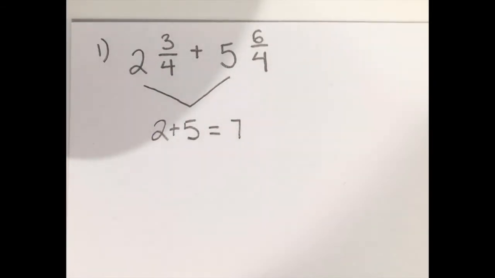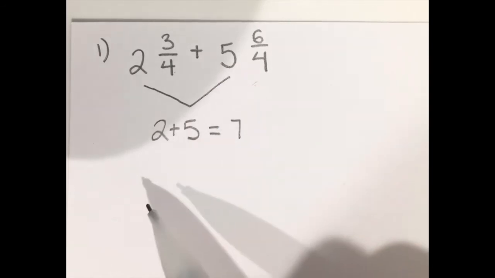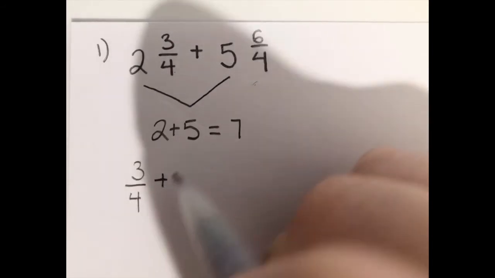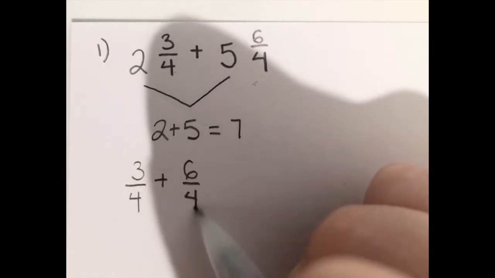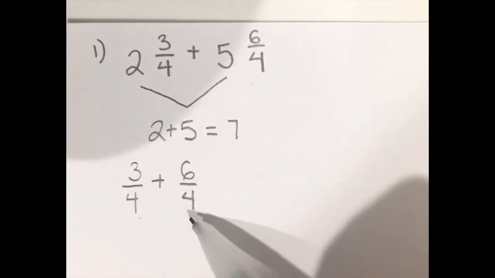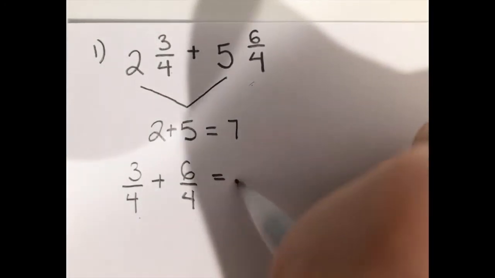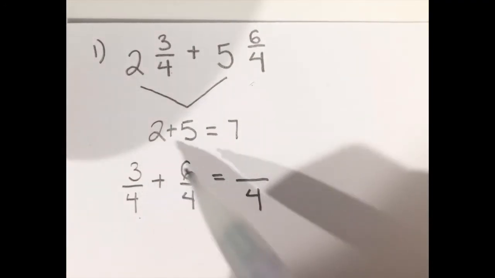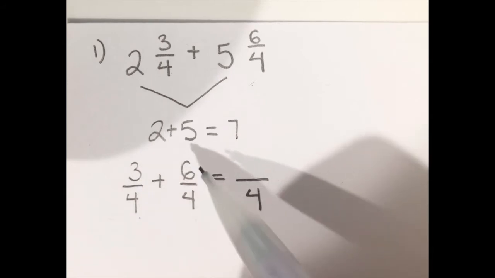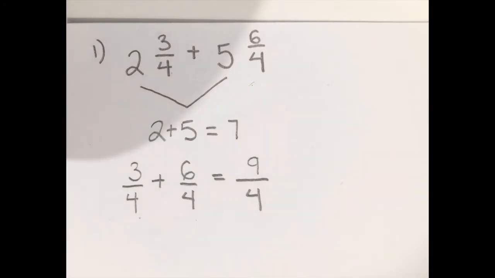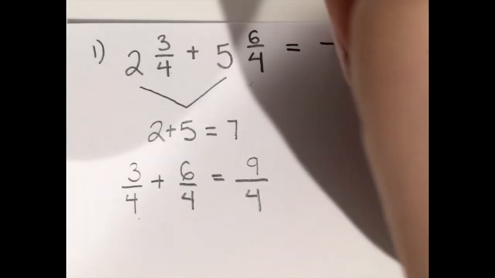Then we're going to bring the fractions down. So in this case, we're going to bring 3/4 down first, and then we're going to bring the plus sign, and then 6/4. Now the denominator is the same, therefore we can keep it like that and just add the numerators together. So we're going to bring the 4 down and do 3 plus 6. So when you do 3 plus 6, you get 9, and that means the fraction is going to be 9/4. But since we have 7 from the whole number, our final answer is going to be 7 9/4.